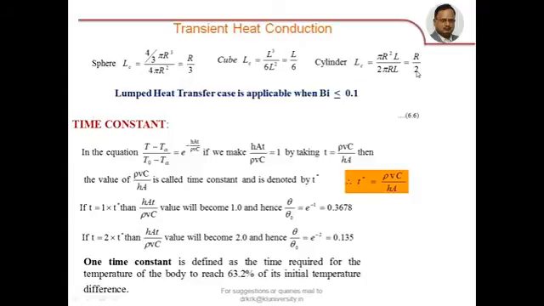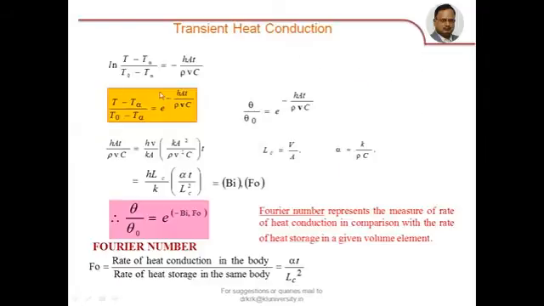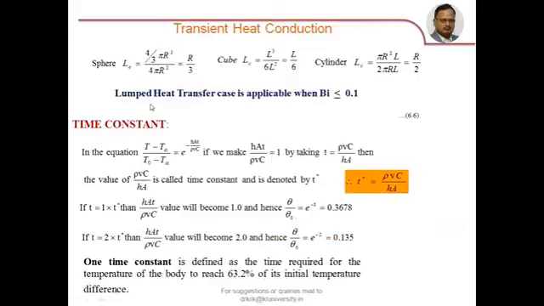R by 2. Now, the moment you consider this negligible internal resistance system, as Biot number represents the ratio of internal resistance to external resistance, if we neglect the internal resistance, the Biot number value becomes very, very low. So therefore, lumped heat transfer case is applicable only when Biot number is less than or equal to 0.1, because again I will come back, Biot number is nothing but the ratio of internal resistance to external resistance.